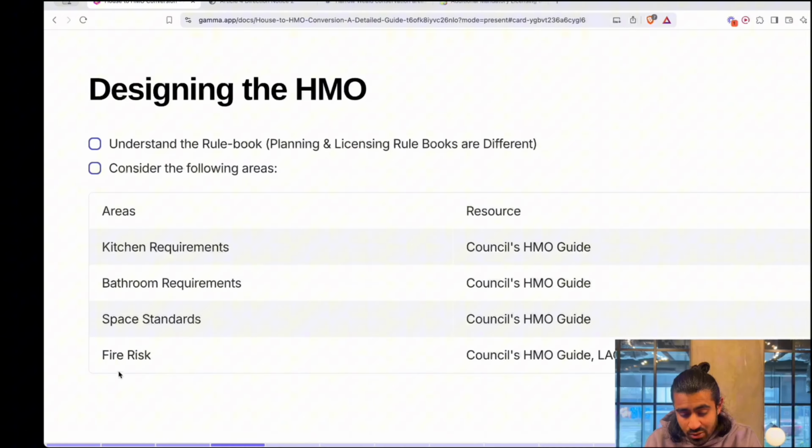It's really important that we understand these, because this will directly allow us to design our HMO compliantly, but it'll also tell us the cost of conversion in order for us to get a compliant HMO. So let's start designing our HMO.